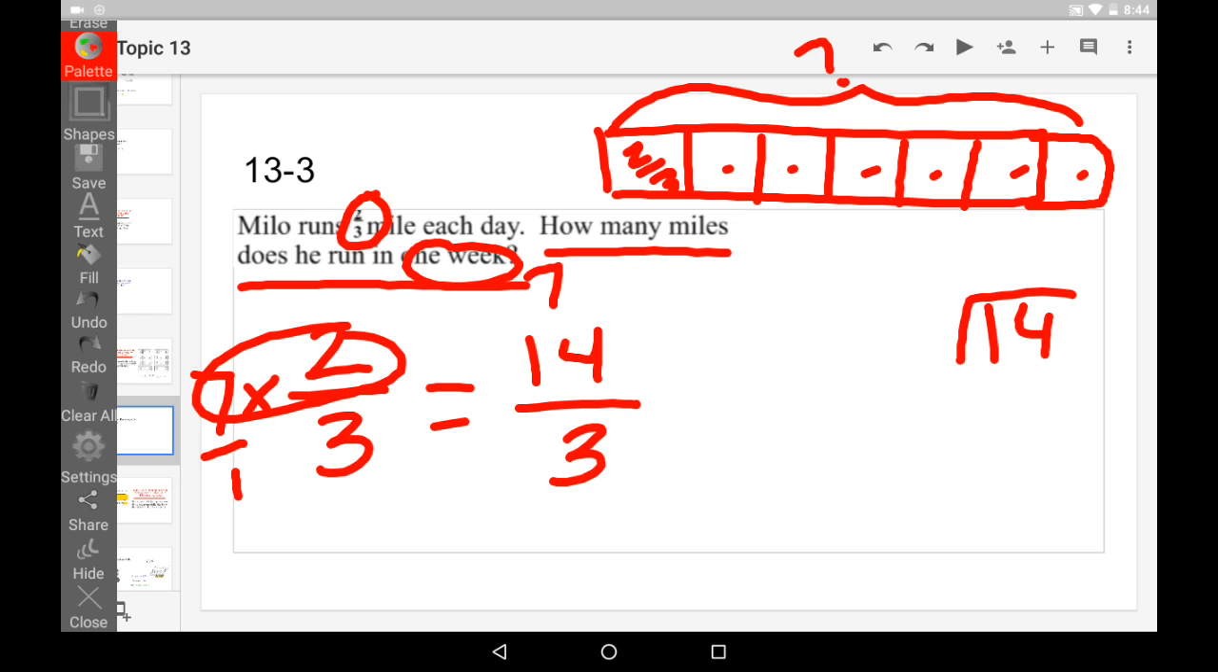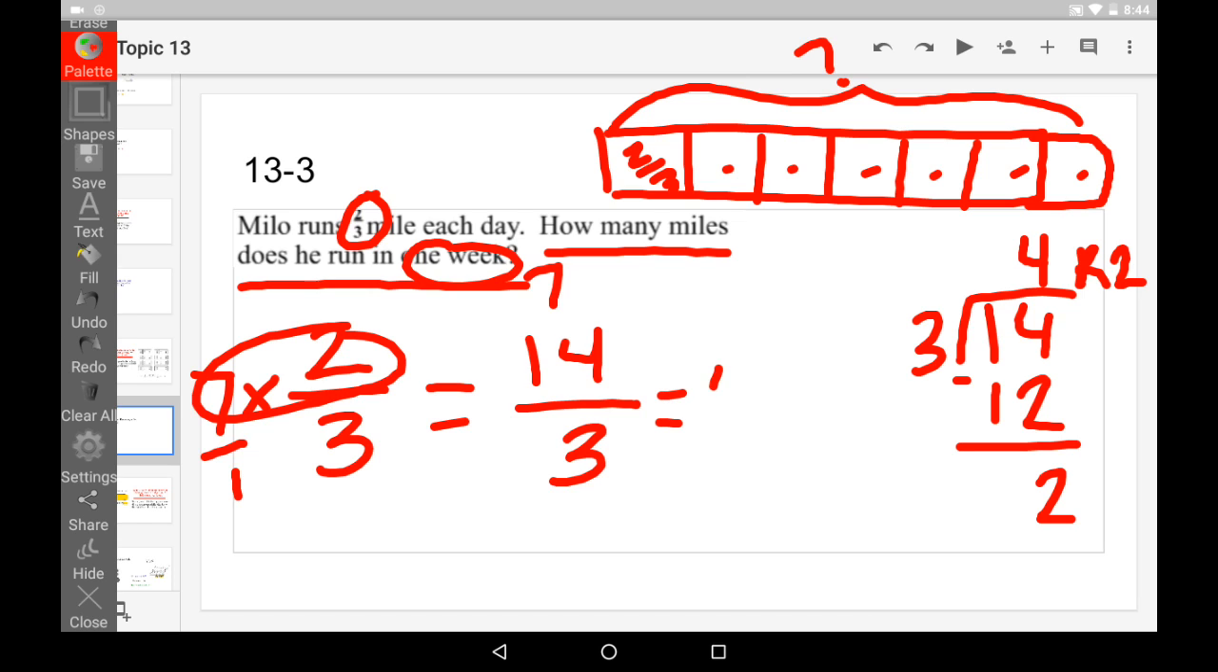So I'm going to come over here. We're going to do our 14 divided by 3. 3 goes into 14 4 times, because 4 times 3 is 12. When we subtract, we get a remainder of 2. Now we just turn that into our mixed number, right? Our 4 becomes our whole number. Our 2 becomes our numerator. And our denominator stays the same. So how many miles does he run in 1 week? He runs 4 2/3 miles.